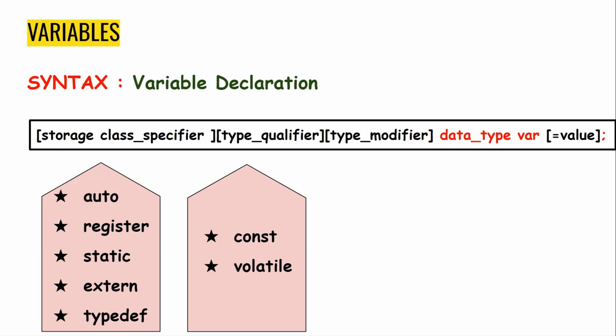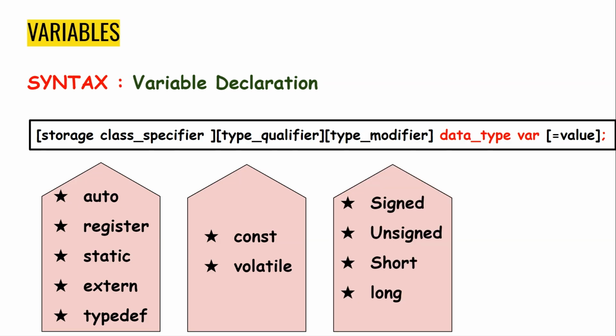Next we have the type modifiers, which we have already discussed. They give a new type to the base type. Here we have signed, unsigned, short, long. These are a few type modifiers.